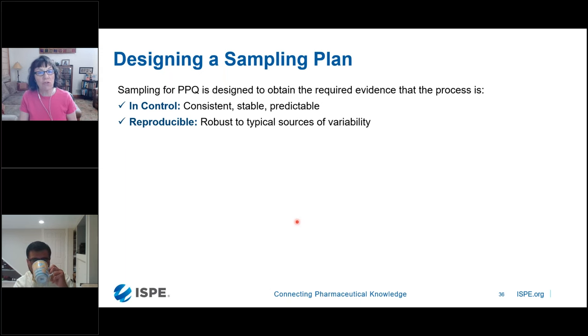Here's an example. This is a control chart across three batches. And we can see toward the end of each batch, and these are multiple samples across each batch for content uniformity.